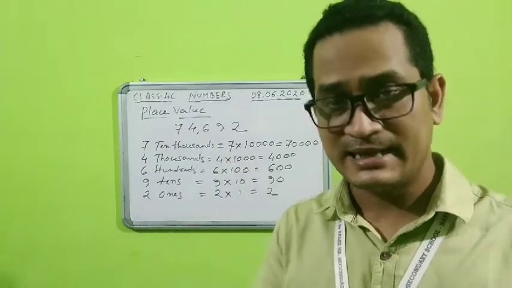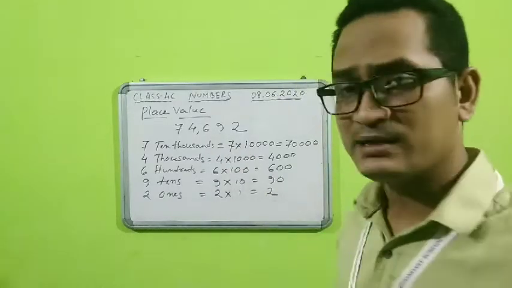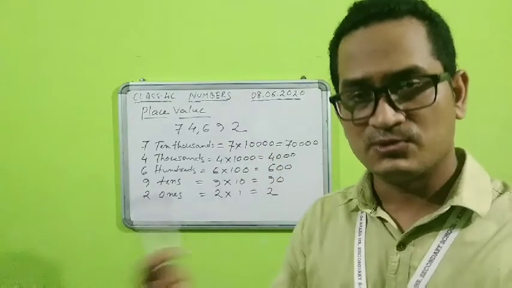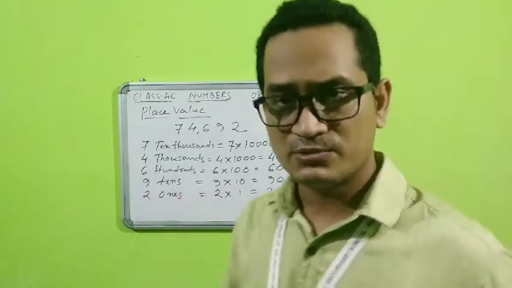9 is sitting in the tens place. So 9 into 10, and that is why it is 90. So 90 is the place value of 9. And 2 is in the ones place. So 2 into 1, that is equal to 2. So that is the place value of 2 here.